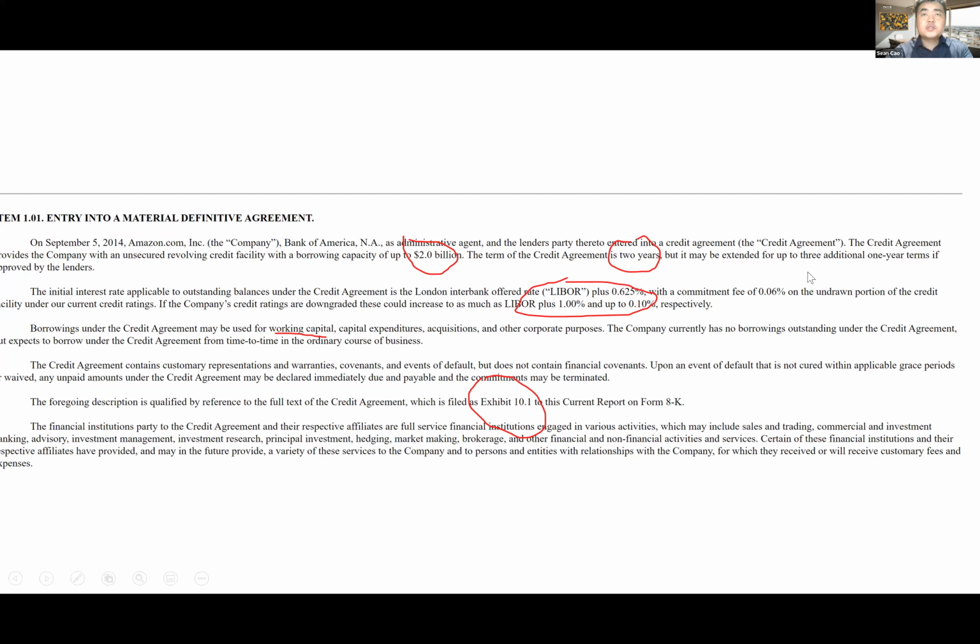Okay, so let's see what kind of information you can get from the contract. You can get the loan amount. The loan amount is $2 billion.